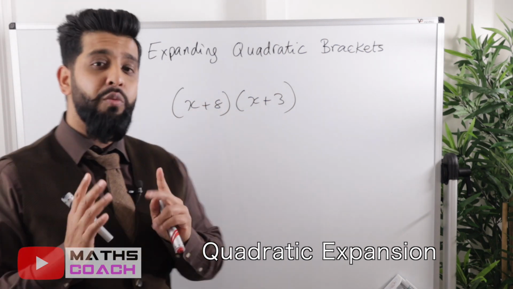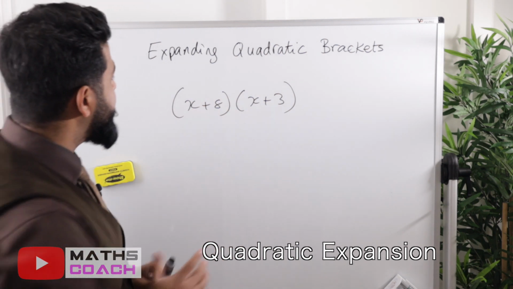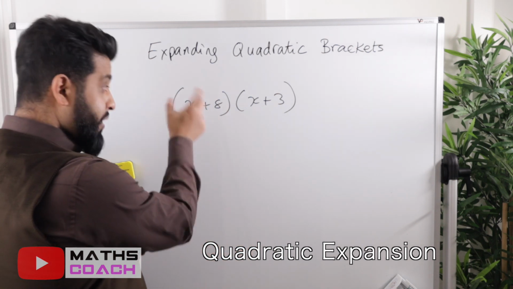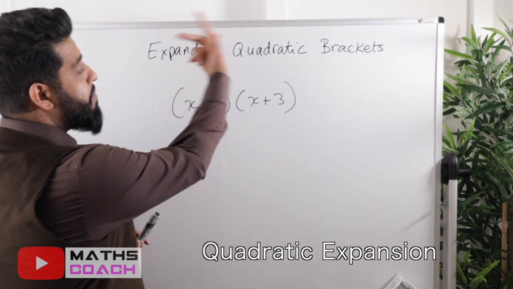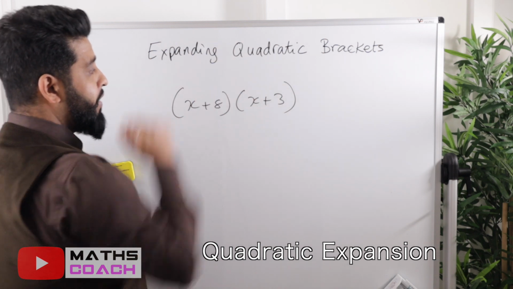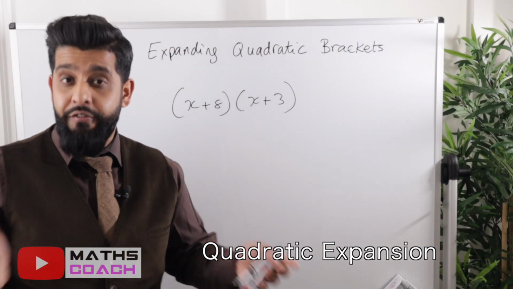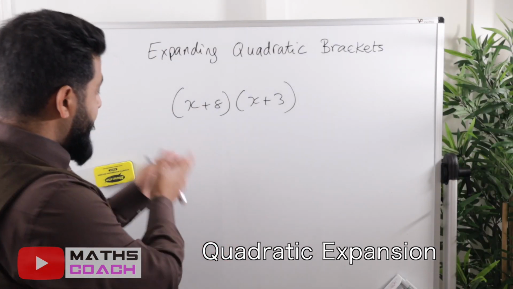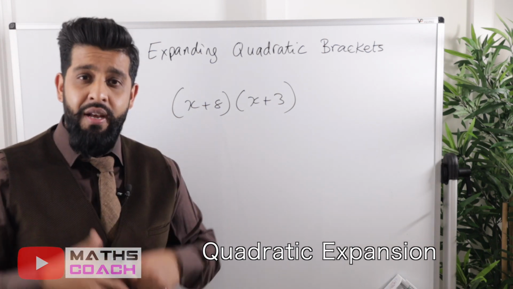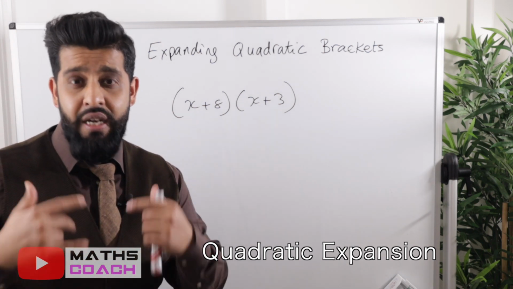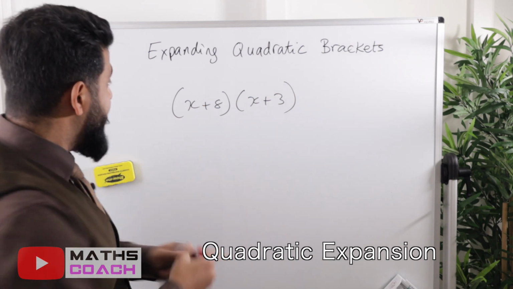So the technique that we will use here is we'll take the first bracket and the terms inside the first bracket, and we'll multiply one by one the terms inside the other bracket. There are different ways of doing this. I'm going to employ the quickest and easiest method that I feel my students understand really easily. Okay, and what is that?